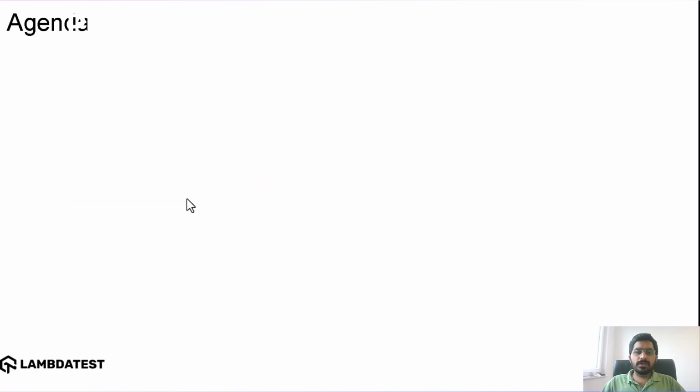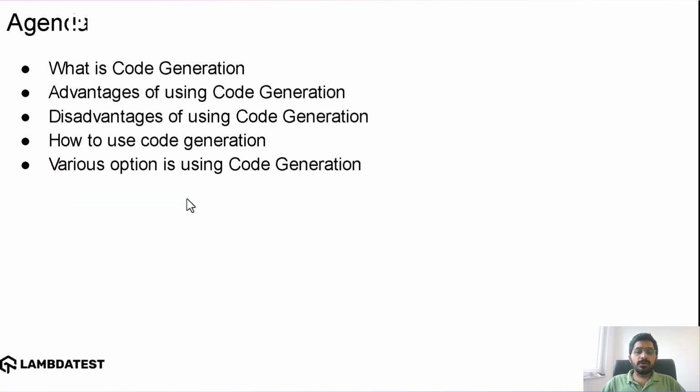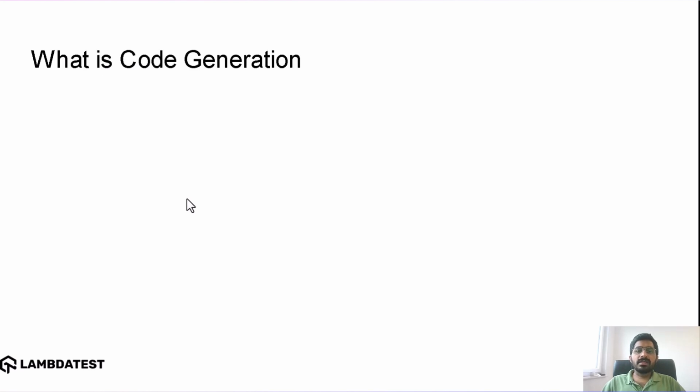As part of this video, let us see what are all the topics we are going to cover. So, we will be covering these topics as part of this video. Starting with, we'll understand what is code generation in Playwright. We'll understand what are the advantages and disadvantages of using this code generation offered by the Playwright. Then we will see how to use this code generation and also what are the various options available in code generation. First, let us understand what is code generation.